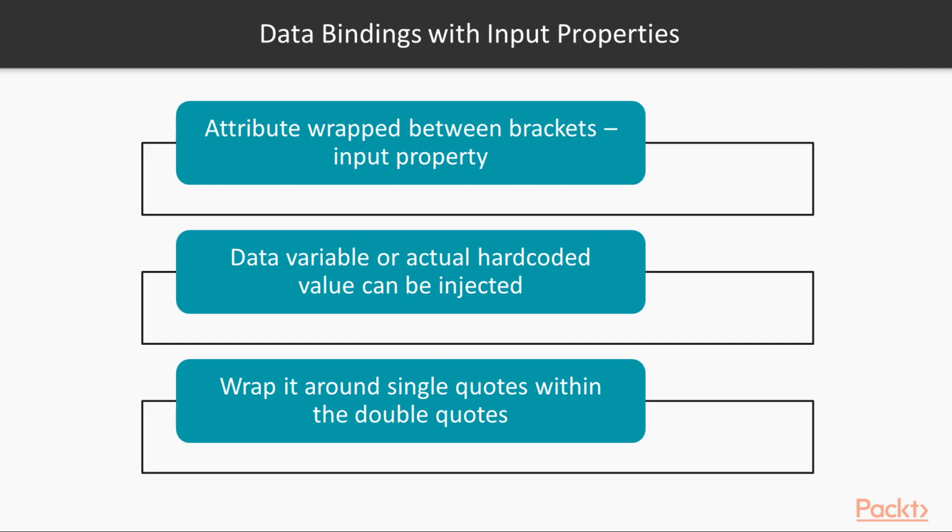Let's revisit the timer component functionality that we already saw in section 1, creating our very first component in Angular. Please note the attribute wrapped between brackets. This informs Angular that this is an input property. We can inject a data variable or an actual hard-coded value, in which case we'll have to wrap it round single quotes within the double quotes, should such a value be a text string.